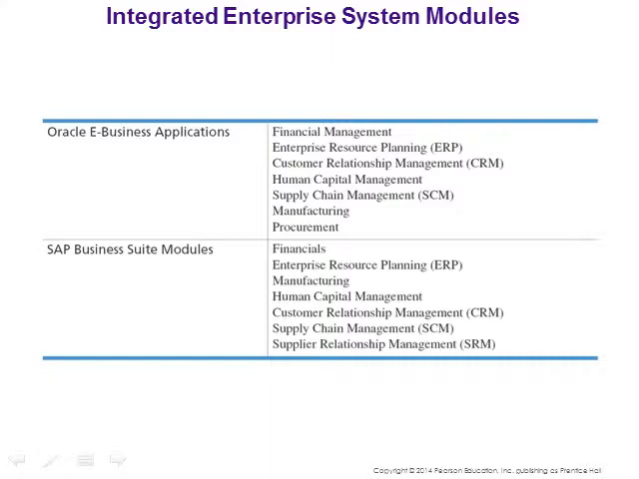And so here we see a comparison between Oracle E-Business applications, who is a competitor of SAP, and SAP Business Suite modules. And we can see they offer essentially the same suite of products. They may call them something a little different, but the product offerings within the integrated enterprise system are about the same. Now, there are obviously a lot of different functionalities with each of these systems. Each have their own strong points and weak points. But they are very similar in nature, as one would expect, because they're meant to address the operating needs of businesses or organizations of varying sizes.